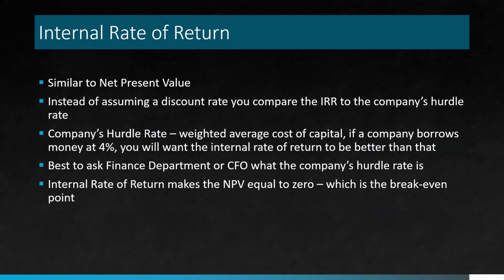So what's the company's hurdle rate? Well, it can sometimes be the weighted average cost of capital, or if a company borrows money at 4%, you would want the internal rate of return to be better than that, right? So how to figure out the hurdle rate? It's best to ask the finance department or CFO of your organization what the company's hurdle rate is. And the internal rate of return makes the net present value equal to 0, which is the break-even point for the investment.